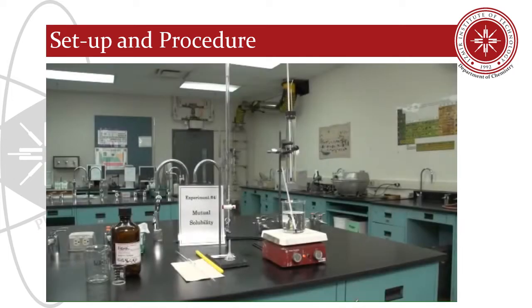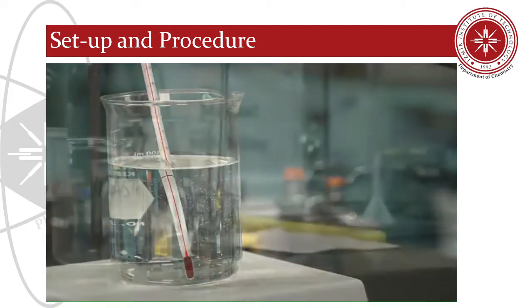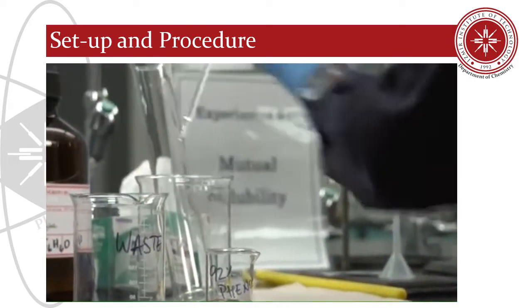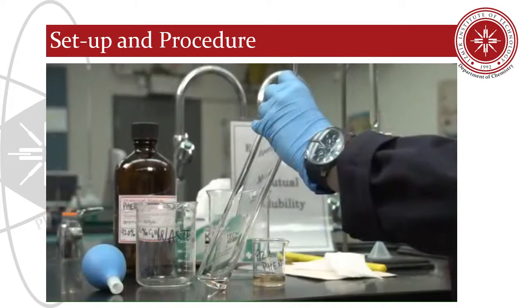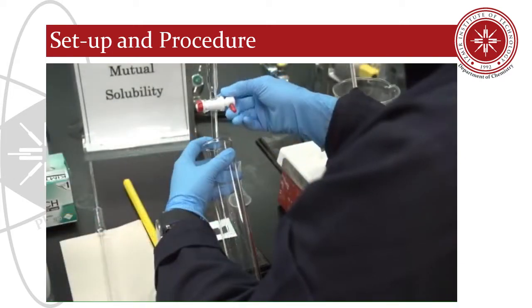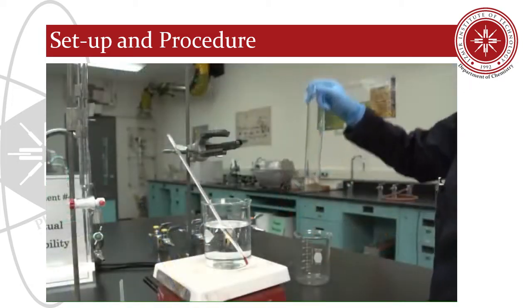In this experiment, the miscibility curve of phenol in water will be constructed. Set up a 45-degree hot water bath on a hot plate. Pipette 15 ml of phenol solution and place it in the freezing point tube. Add 7 ml distilled water from a 50 ml burette. Place the tube in the water bath.